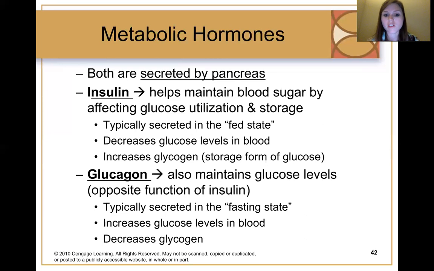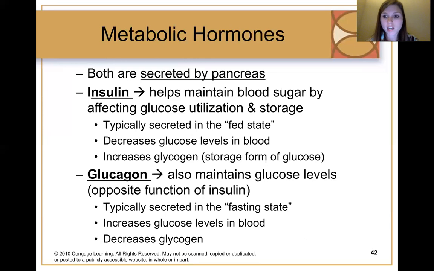for the production of ATP, and then it will be causing glucose to be stored because you just got fed, you have excess glucose, you don't really need all of it in the blood, so it will store it for later use. So insulin will increase glycogen, and glycogen is just the storage form of glucose. That's what that means. So that's how insulin helps maintain glucose. Insulin will typically be secreted when there's high glucose in the body.